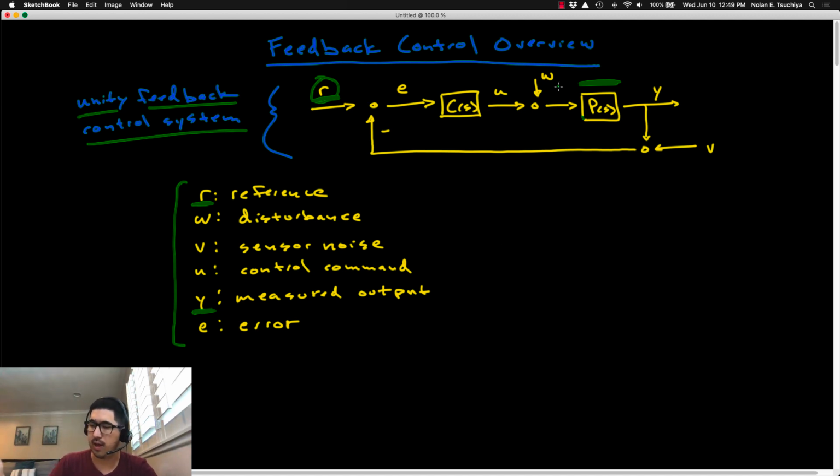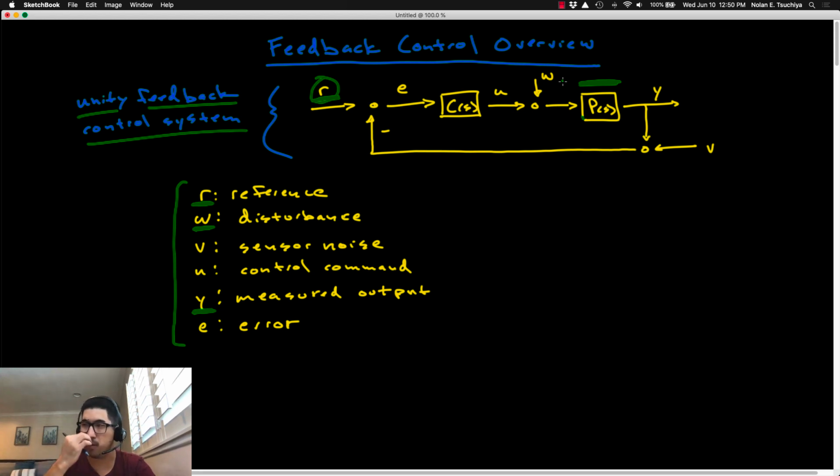Some signals that we haven't talked about in the past are these two. So you've got the disturbance, which is an external input. You see there's an arrow coming in from nowhere, basically. So the disturbance is a way to capture the inevitable inconsistencies that will be experienced by the closed loop system.